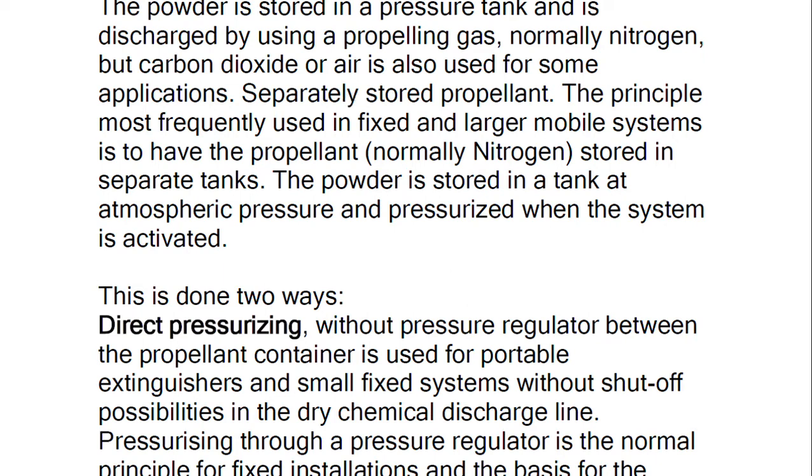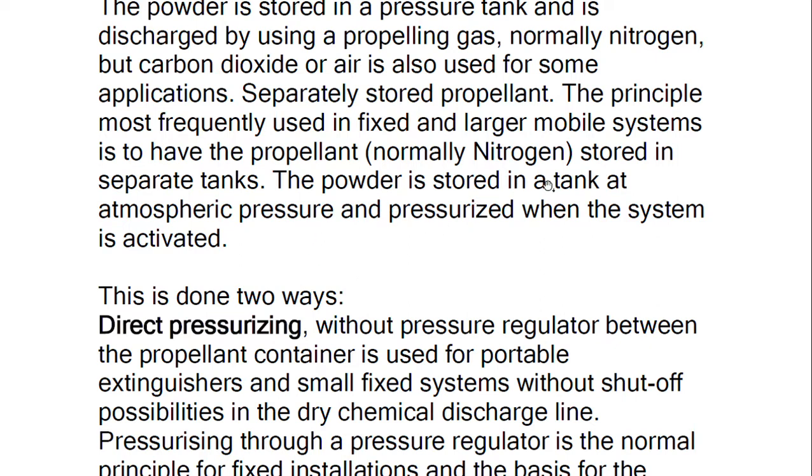Okay, separately stored propellant. The principle most frequently used in fixed and large mobile systems is to have the propellant separate. Now this propellant, with the large system, whether it is fixed or a major portable fire extinguisher, is nitrogen stored in a separate tank. Now there you have tanks that are separate, but under one container only. In the portable system you see there is powder, and then we have a cartridge which is filled with CO2, and both are in one container itself. So here you have two separate tanks for nitrogen as well as for the powder.